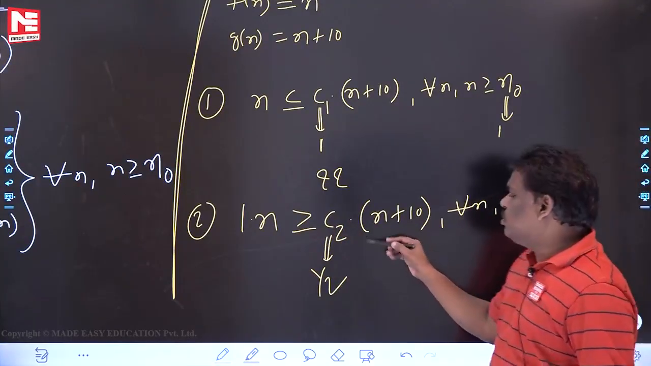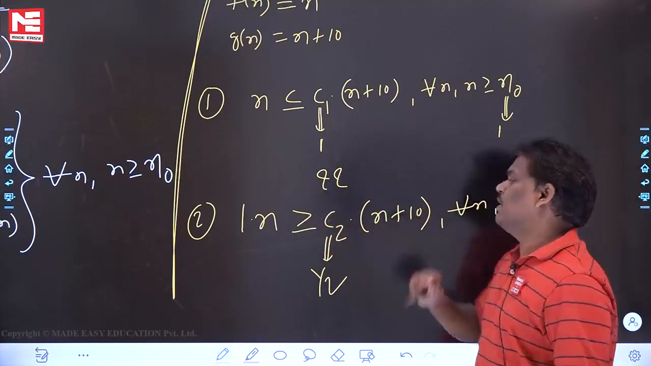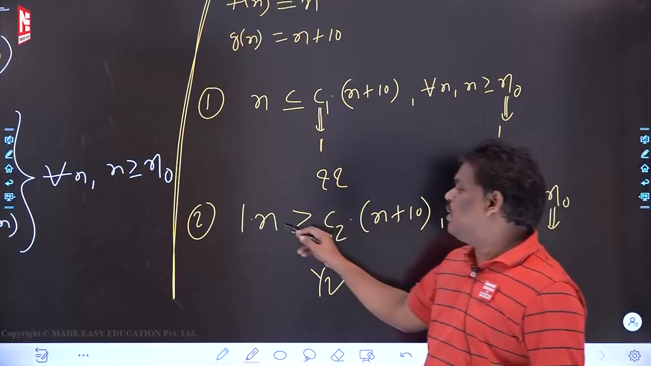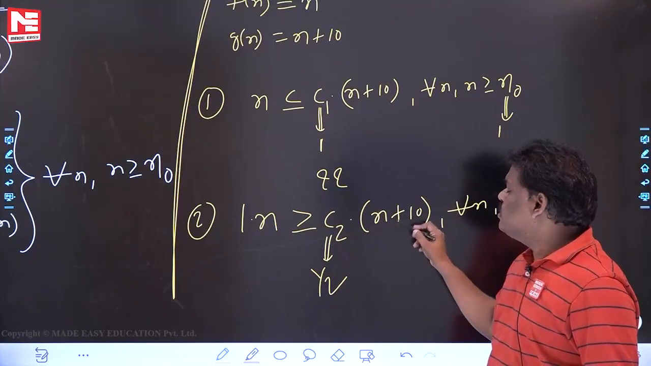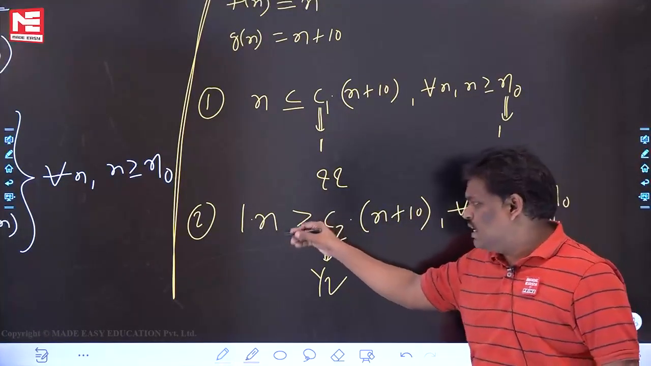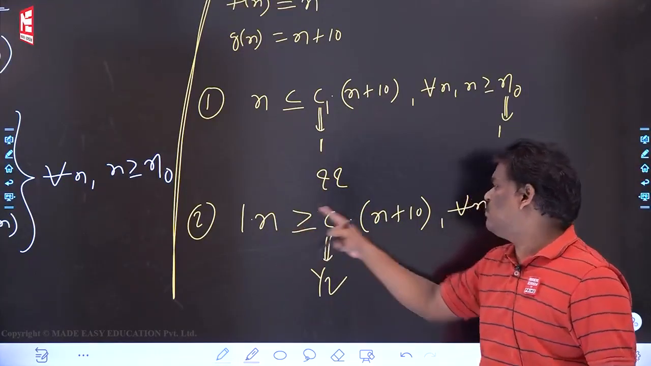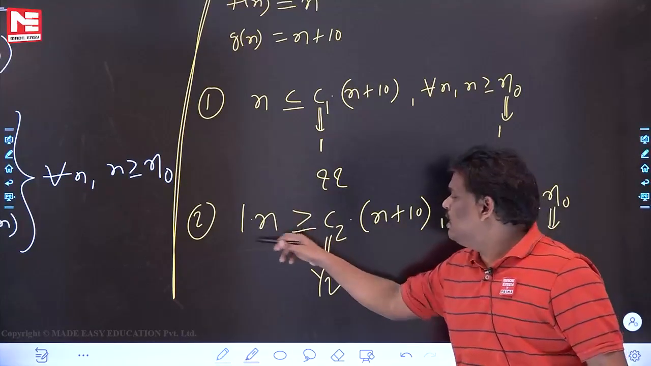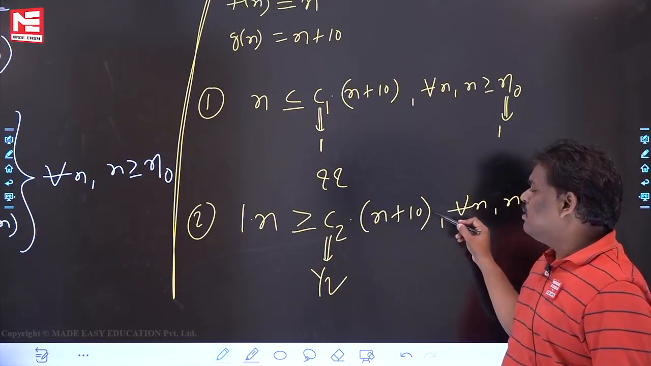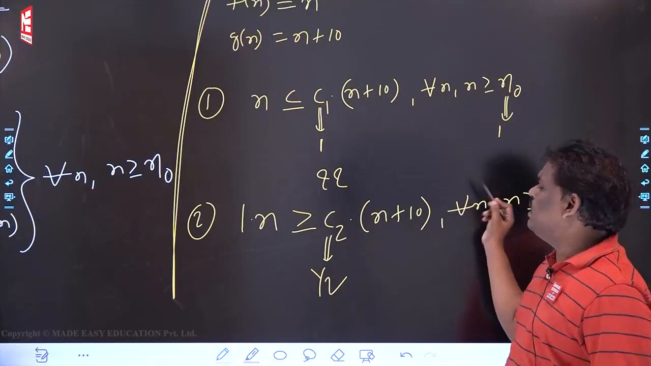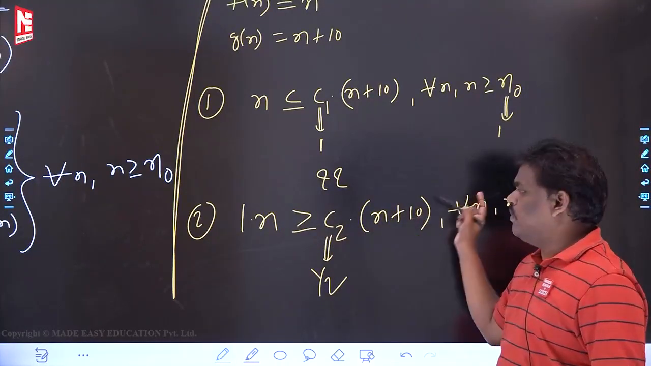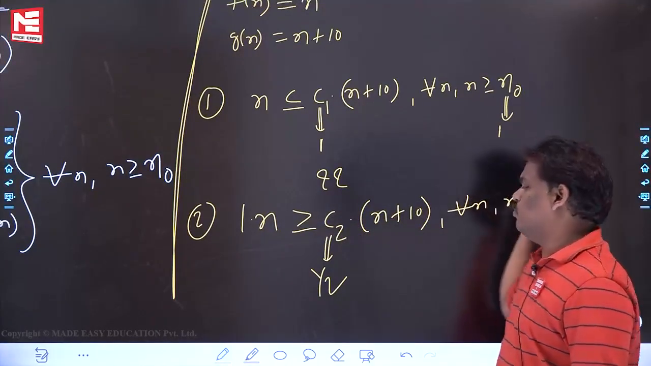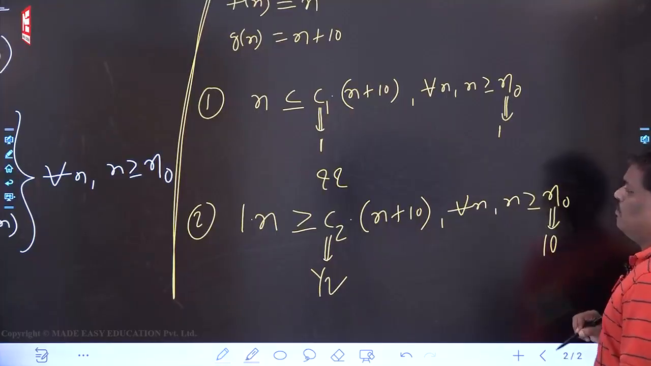By taking c2 value 1 by 2, I proved that left is bigger or equal also. Can you say from which place onward this relation holds good? Let me check. n value 1, this is 1, but it is going to be 11 by 2, 5.5, so it fails. Let's increase a little faster. n value 5, this is 5, this is 15 by 2, 7.5. Then also it fails. n value 9, this is 9, this is 19 by 2, 9.5, so it fails. n value 10, this is 10, this is 20 by 2, 10. 10 greater than or equal to 10 is true. So I think 10 onwards it works.